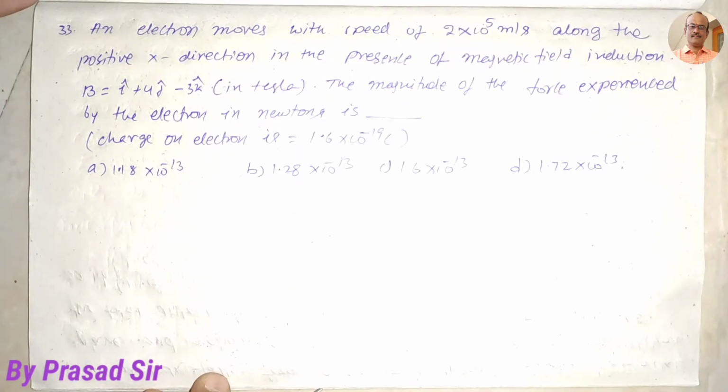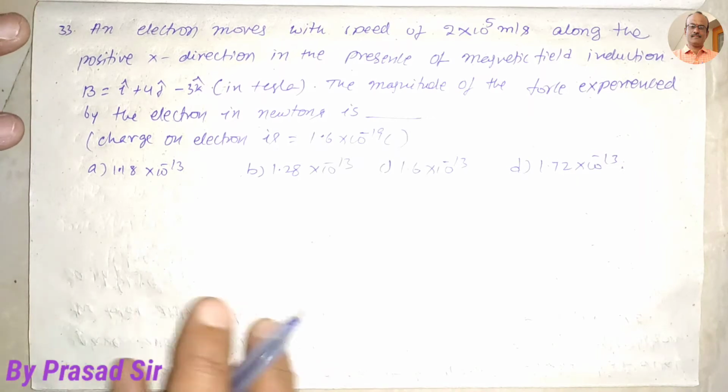The question number 33. An electron moves with a speed of 2 into 10 to the power of 5 meters per second along the positive x direction. In the presence of magnetic field induction, B is equal to i cap plus 4j cap minus 3k cap in Tesla, the magnitude of the force experienced by the electron in newtons is how much? Charge on the electron is given 1.6 into 10 to the power of minus 19 coulombs. So the options are given like this.